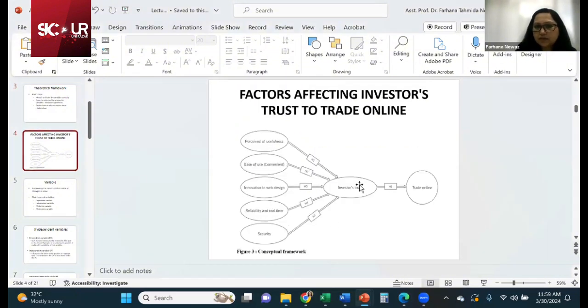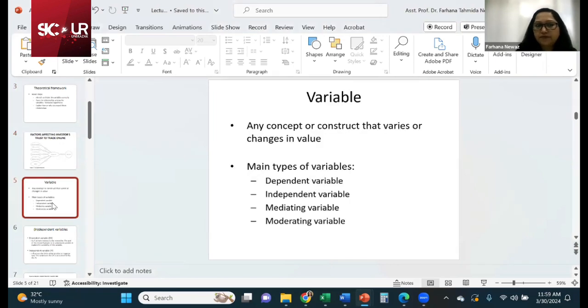I mentioned that this is one of the students who has done research on this. So this is the conceptual model. Now come to the variables. Not all the variables I'm going to talk about are compulsory to include in your conceptual model, except these two: dependent and independent variable must be there in your conceptual model.